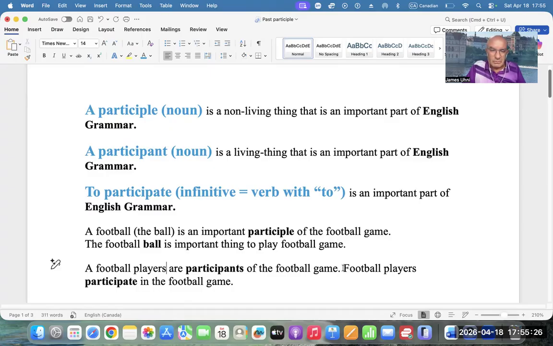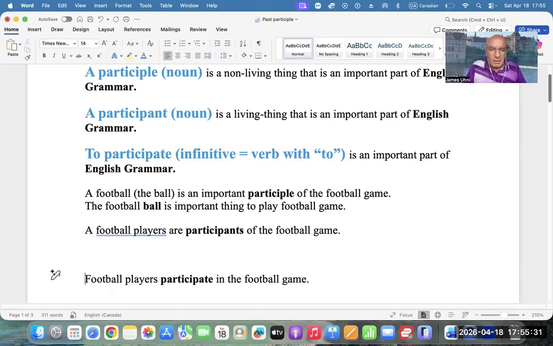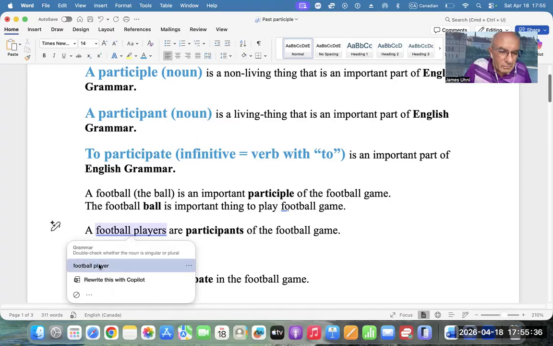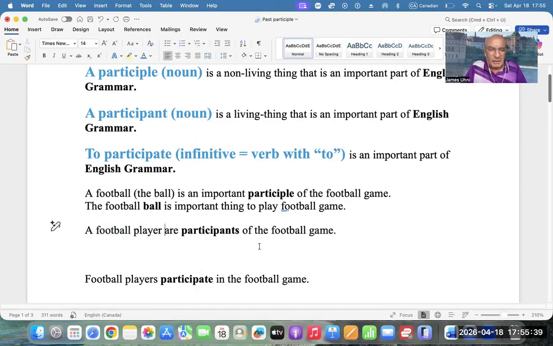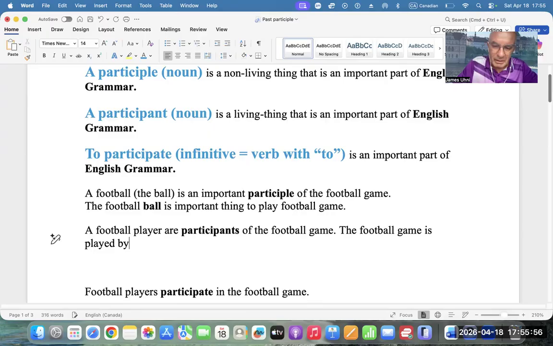So I have to, what do we have over here? Again, too far. Okay. Football players are participants of the football game. Okay. The football game is played by football players.